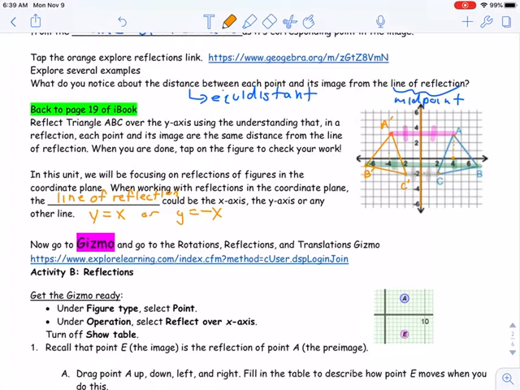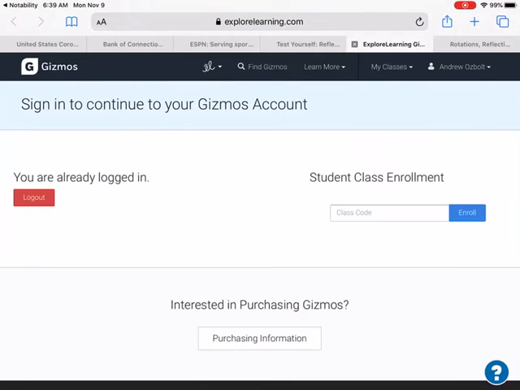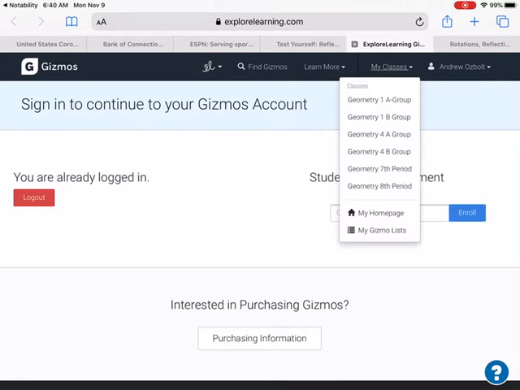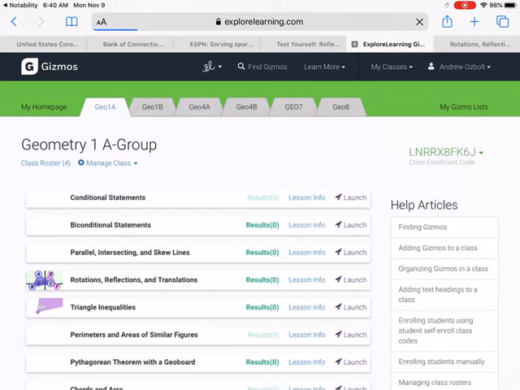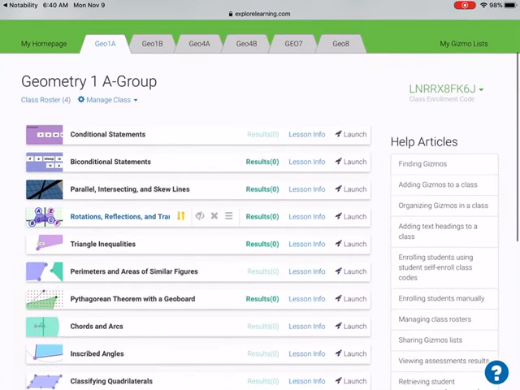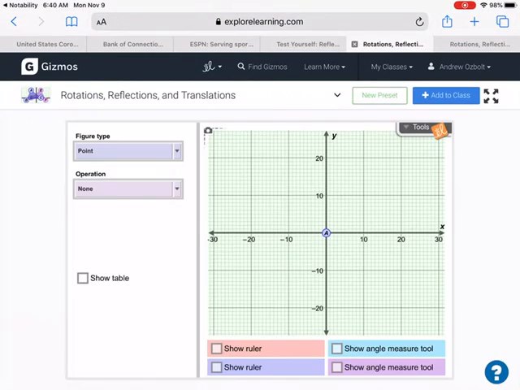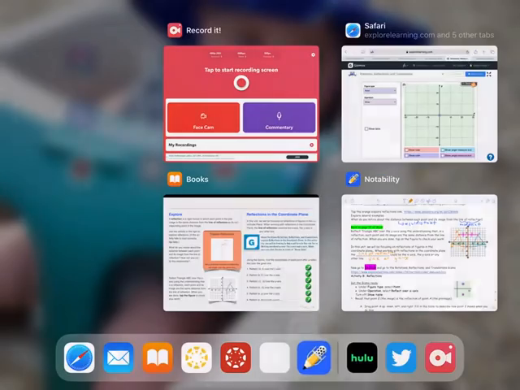Okay? But now, what I really like about this unit is we got a bunch of cool gizmos. So we're going to open this in Safari, make sure you guys are logged in. Somehow I got logged out. I'm already logged in. So let's go to My Classes. All right. This is the one I want. Launch, please. There we go. All right, now I'm going to split screen with Notability.